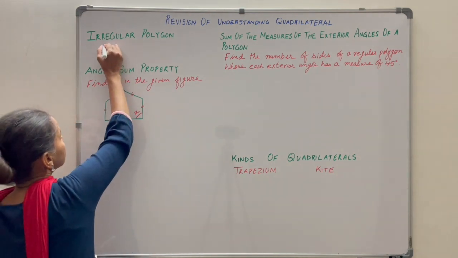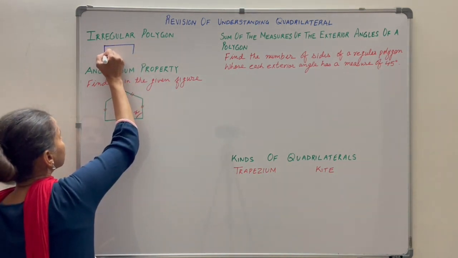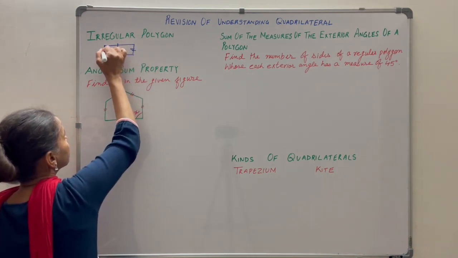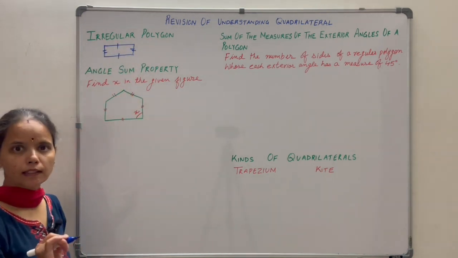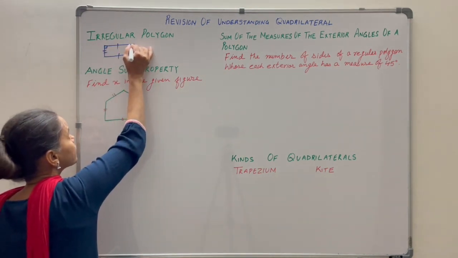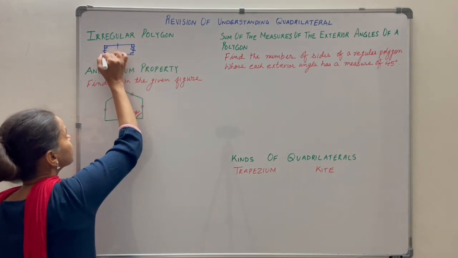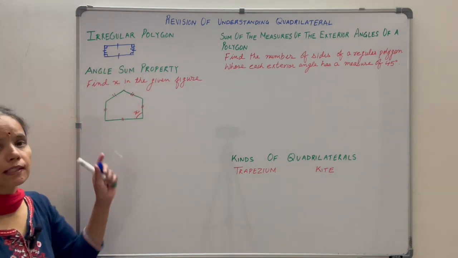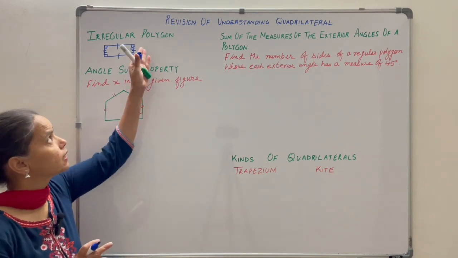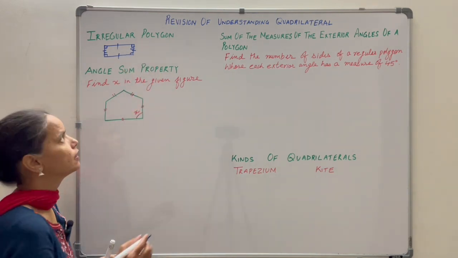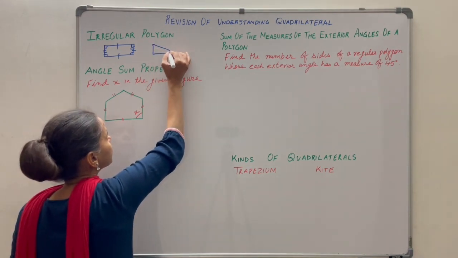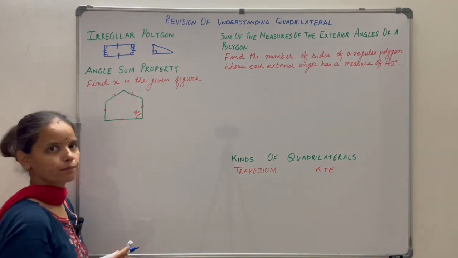In a rectangle, all the sides are not equal. The opposite sides are equal. So, it is an irregular polygon. Even though all the angles are equal to 90 degrees, all the sides are not equal. So, it is not a regular polygon. So, what is it? It is an irregular polygon. Similarly, a right angle triangle is also an irregular polygon.